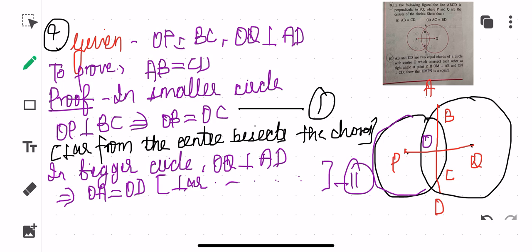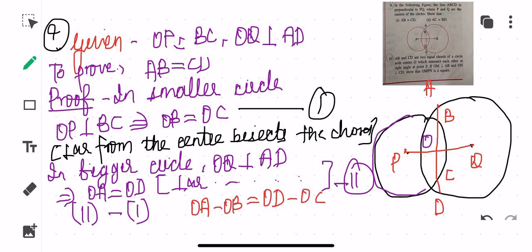Now what you will be doing, if you write down equation 2 minus equation 1, what are you going to get? So you will be writing OA minus OB will be equal to OD minus OC. So if you see OA minus OB is equal to what? Write down, this implies AB is equal to OD minus OC, if you see is CD. So this was the smaller one. That's what you had to prove, right? AB is equal to CD.